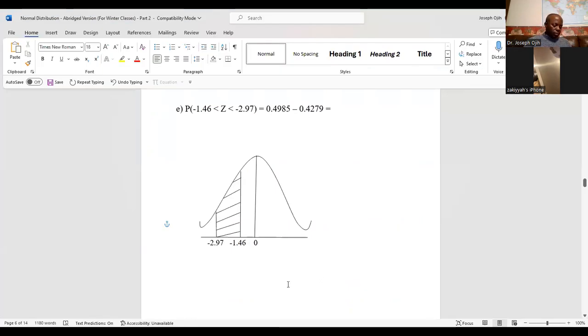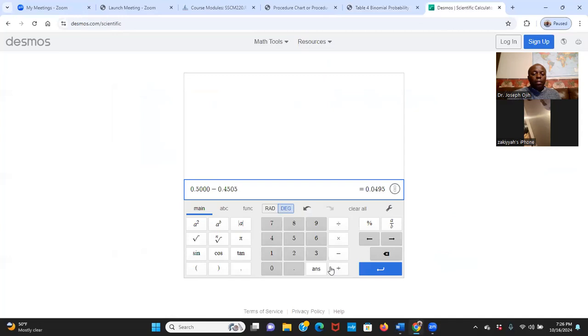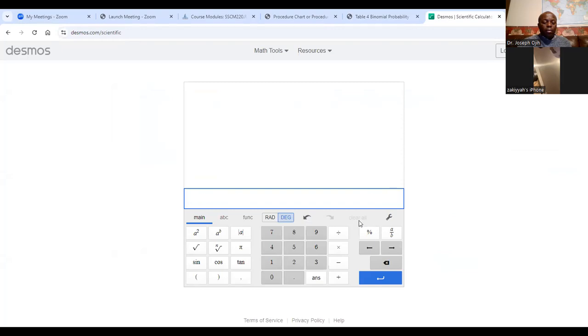Now let's subtract this and see what we get. Clear this. We have 0.4985 minus 0.4279. That's 0.0706.